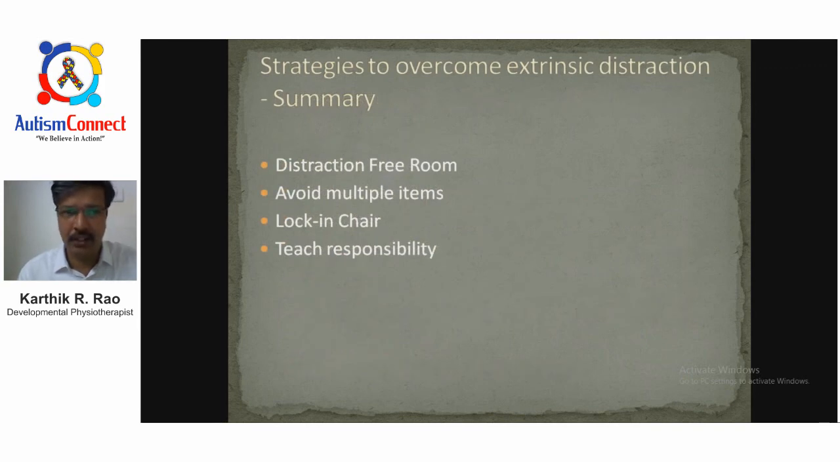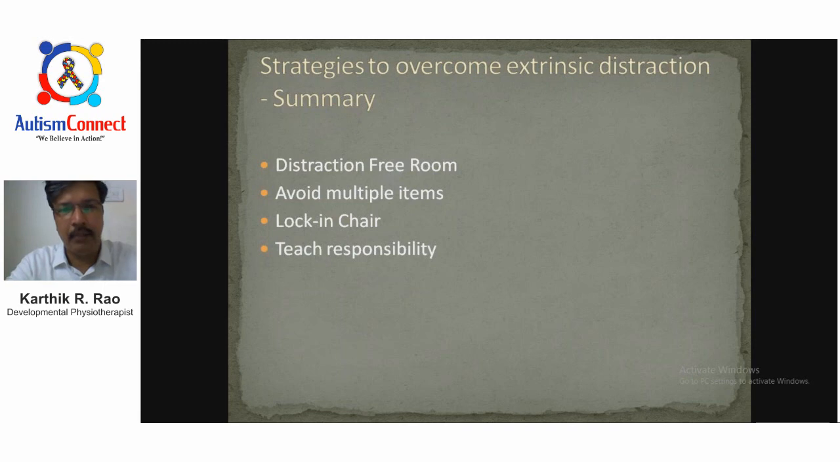So the strategies to overcome extrinsic distraction would be a distraction-free room, first of all, so that you do not have a visual field giving you too much information, and avoid multiple items within a task. A locking chair is very helpful. And finally, teach responsibilities. Do not be overprotective or overhelp a child so that he doesn't take responsibility of his own life. You might be able to do it now, but what about 5 years or 10 years down the line? At some point, you will feel for that.